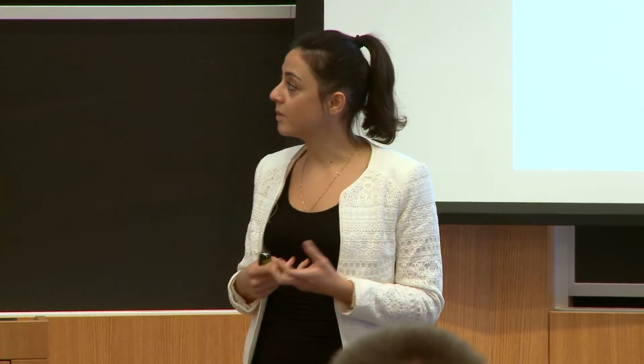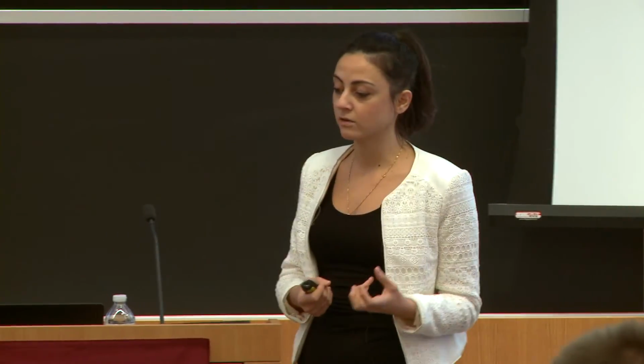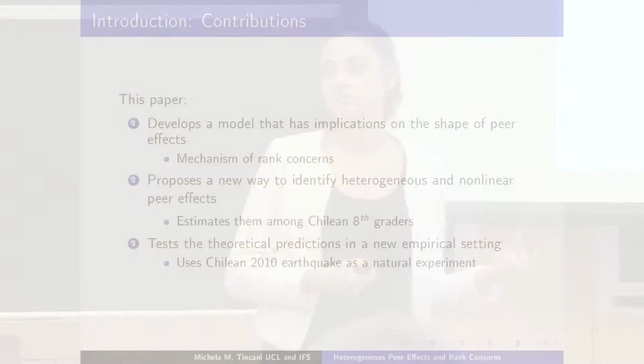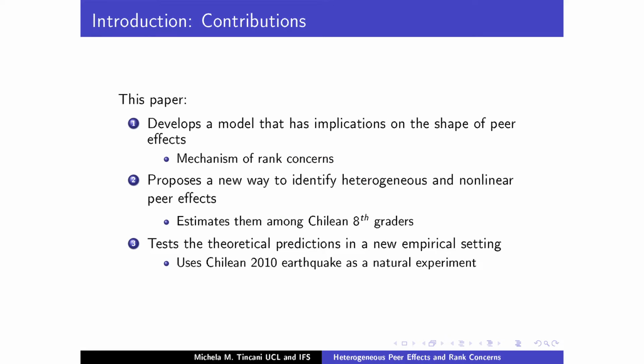My approach is to develop a theoretical model of social interactions that has implications on the shape of ability peer effects. The model I have in mind is one of rank concerns. It's the idea that maybe students are competing with each other because they care about their rank in the class in terms of test scores.